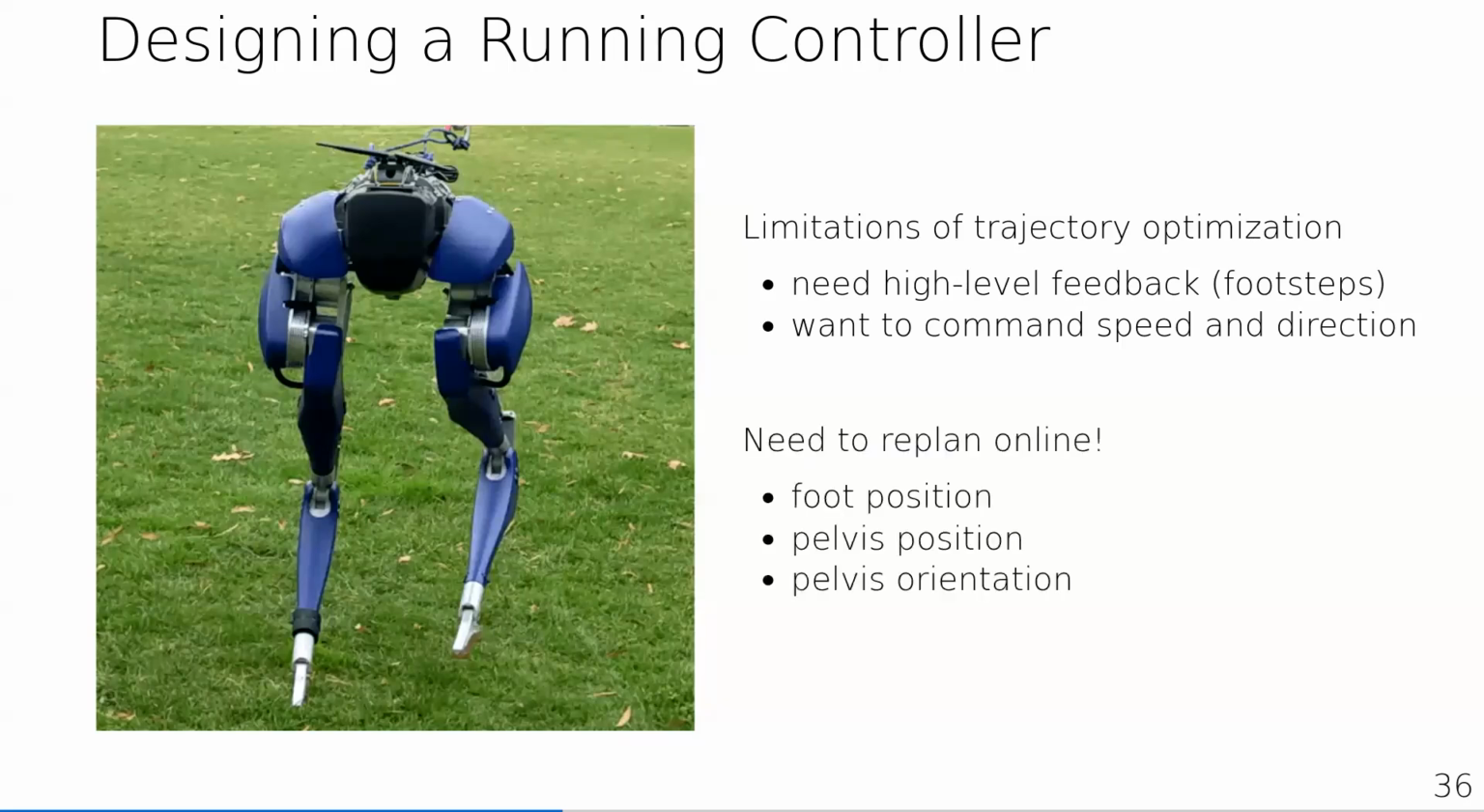All this points to needing to replan online. And we can do this by generating easy to compute trajectories for the foot position, the pelvis position, and the pelvis orientation. To carefully explain why we're able to replan online, previously we were optimizing over the full robot dynamics in order to obtain a trajectory. And now we're going to leverage known simple models in order to significantly simplify the computation in order to be able to replan in real time.